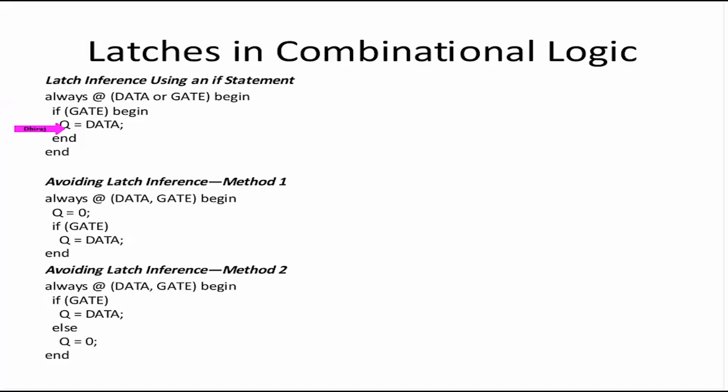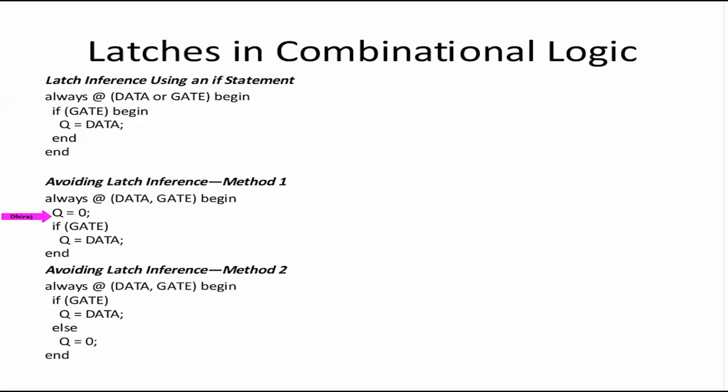First thing is to avoid latch. You could assign some default value to Q. For example, we assign Q is equal to 0. Now if gate is 1, Q gets data, but when gate is 0, Q is still 0. So now the tool does not need to store the value of Q, so there is no latch here.